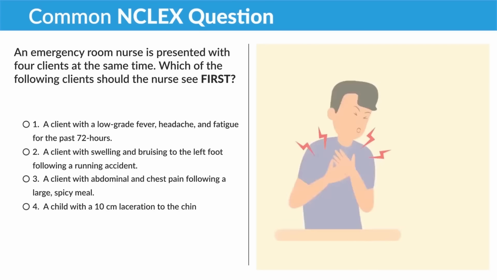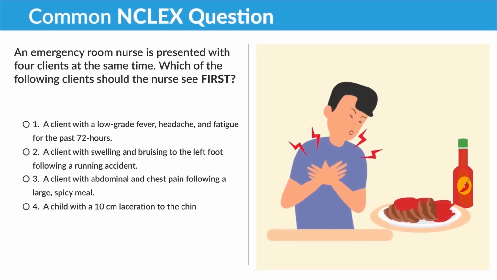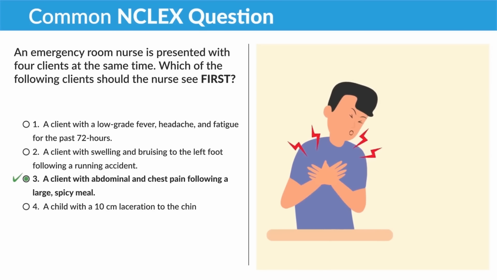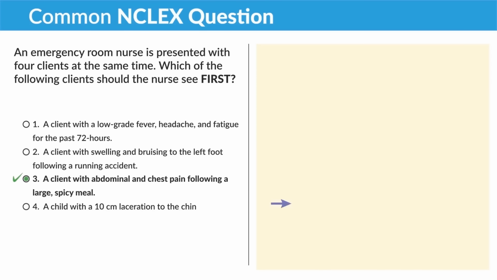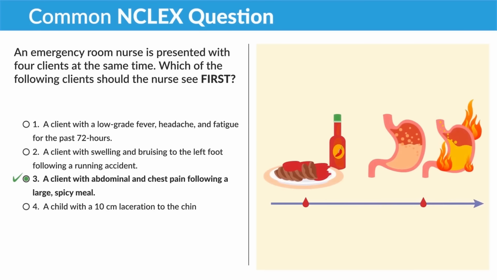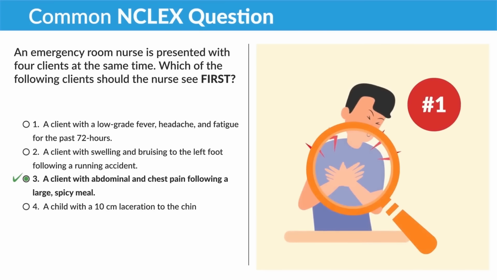Now, option 3, a client with abdominal and chest pain following a large spicy meal. Yes, we always choose chest pain. Think, am I having a heart attack here? Now, yes, it could be gastric reflux. It could be heartburn after the spicy meal. It could be a burrito. I don't know. But we must assess any type of chest pain first.